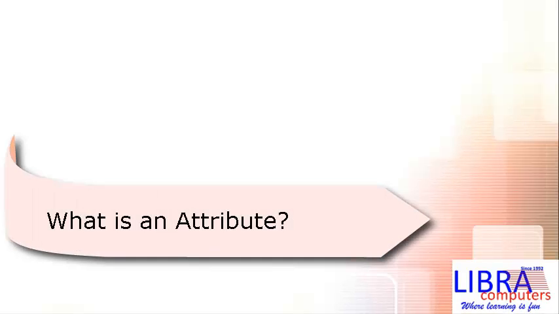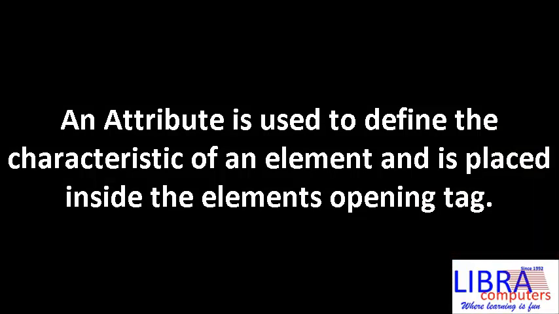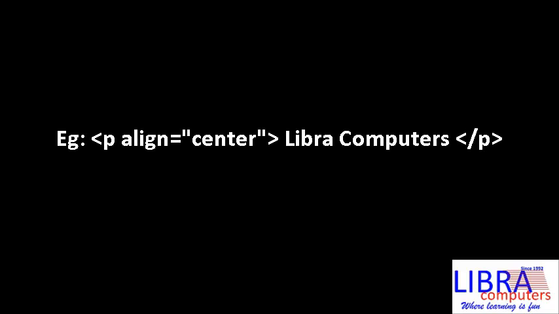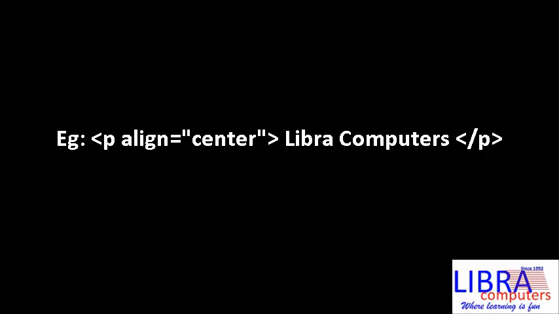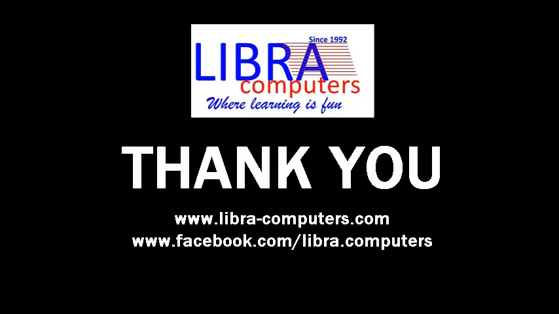Next is an attribute. So what is an attribute? An attribute is used to define the characteristic of an element and is placed inside the element's opening tag. For example, in this, the content Libre Computers, given inside the paragraph tag, will be aligned in the center of the web page. This is the attribute and this is the value of the attribute. There are many different types of tags and attributes, which we will be learning in the following lessons.